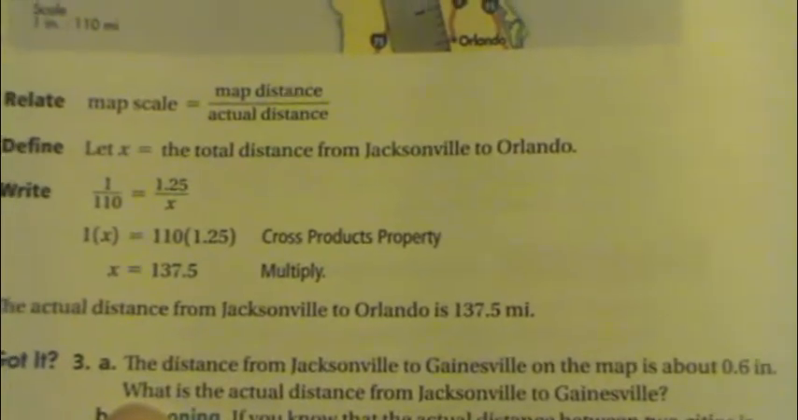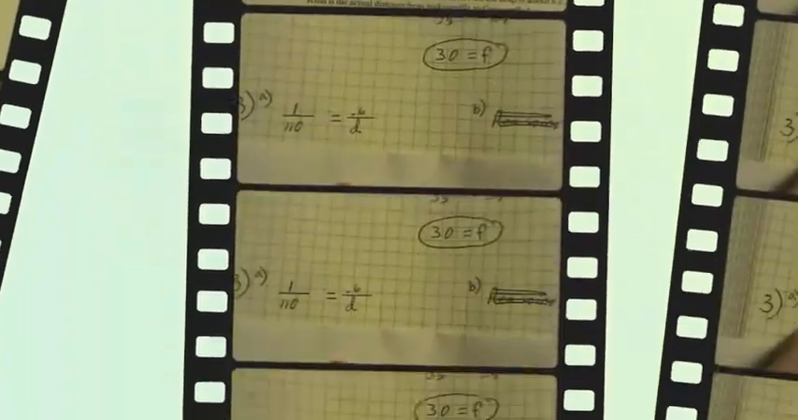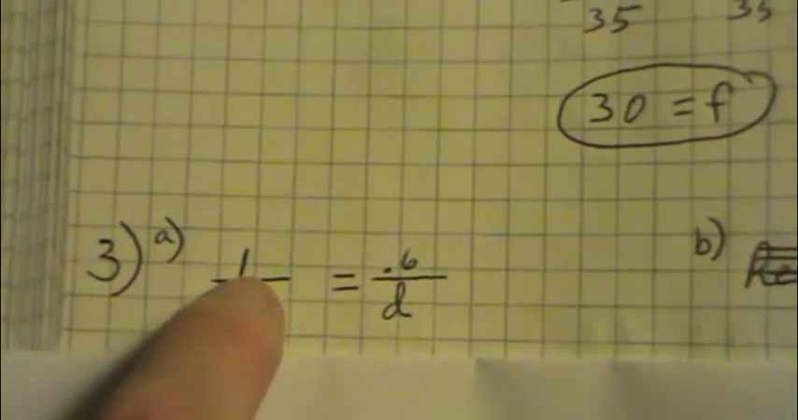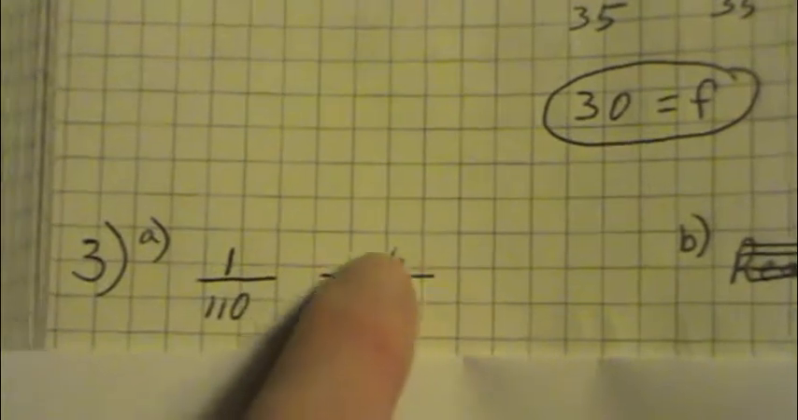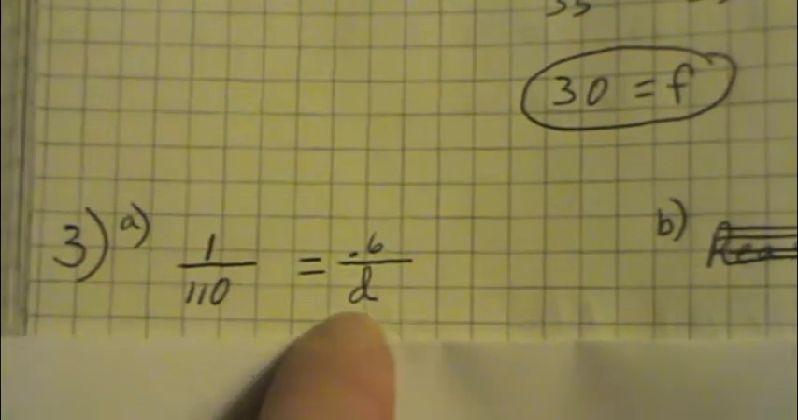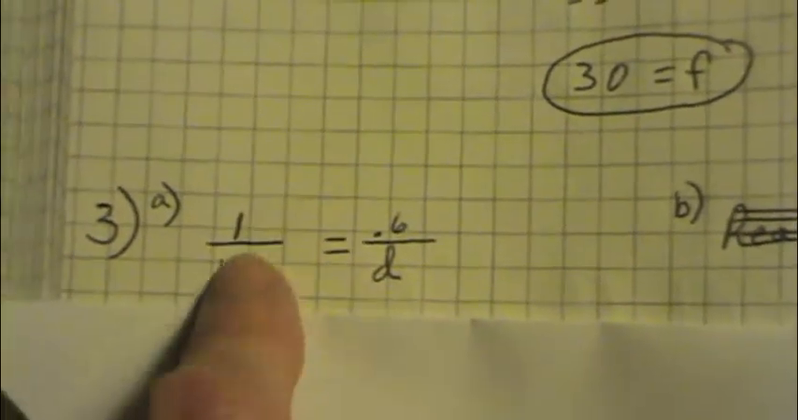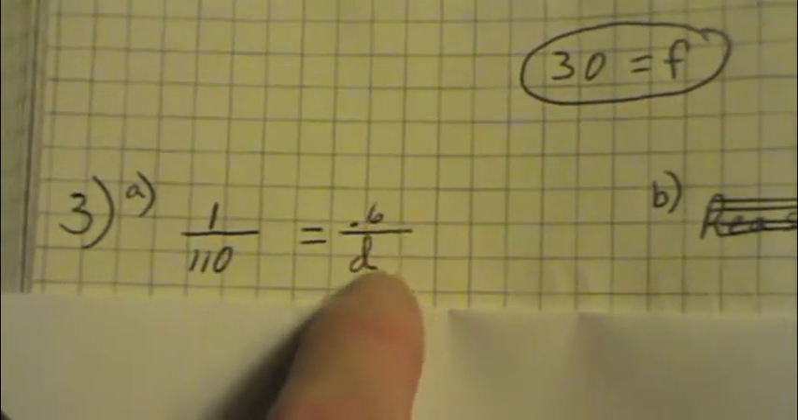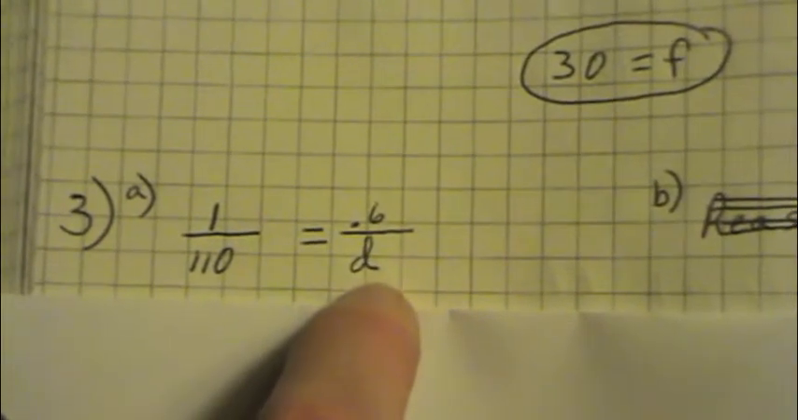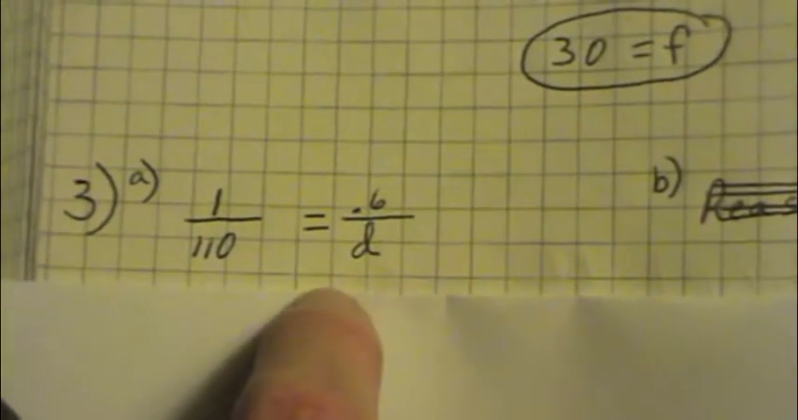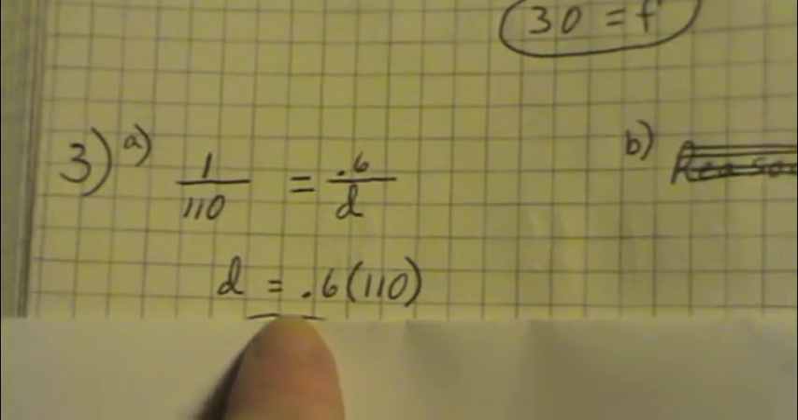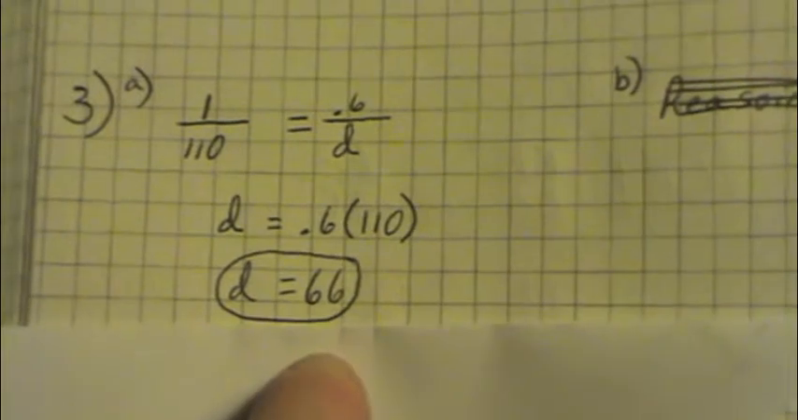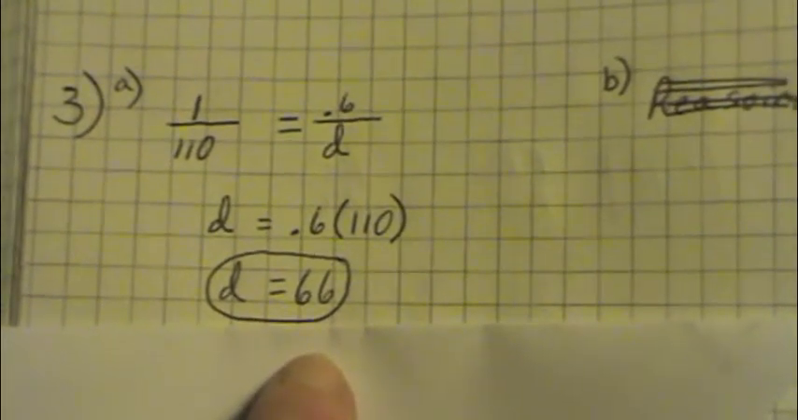Then let's see what's in my notebook. So I set this proportion up with the measurements on the map on the top and the actual distances on the bottom. This fraction is the scale on the map. This fraction is the specific amount for the number that we're trying to find. So get that set up, cross multiply, and you end up with the distance is about 66 miles.